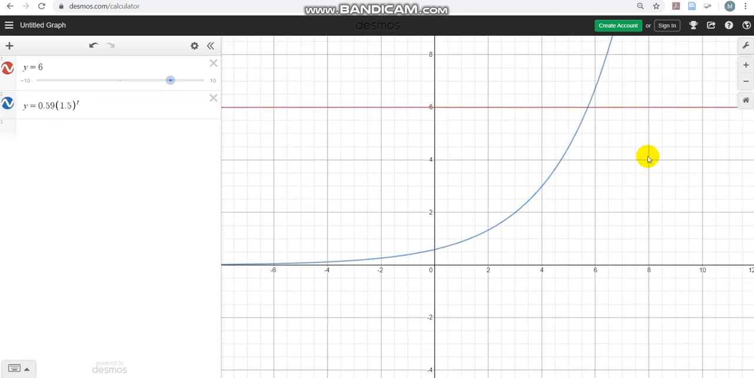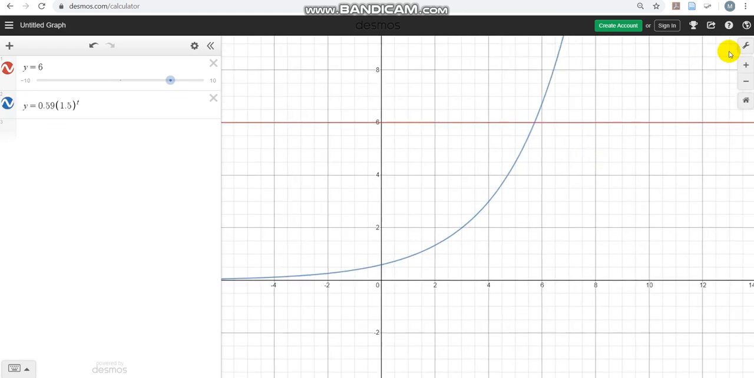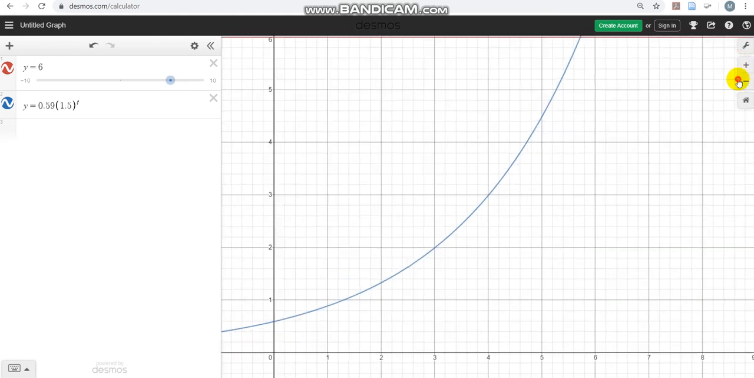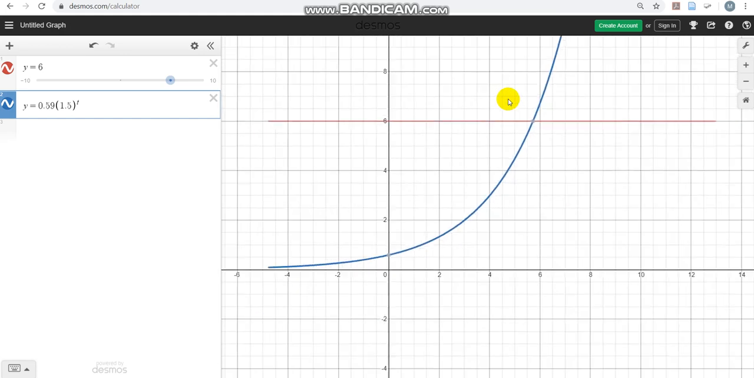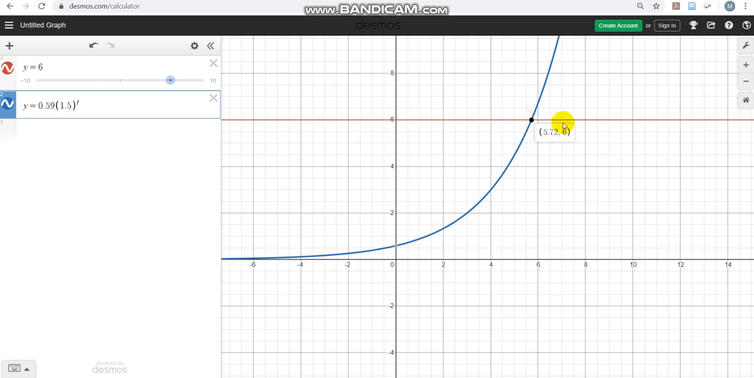Now, what I see here is we can go ahead and see where our point of intersection is. So you can use this plus and minus to zoom in and out of Desmos. Just click on the intersection point. So this intersection point, the first value is t, the second value is y.